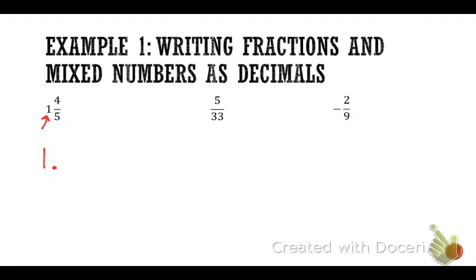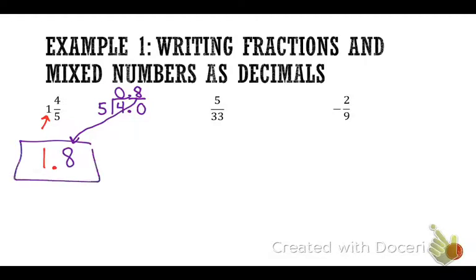All right, so this is how you do it. You take the fraction, the top number goes on the inside, the bottom number goes on the outside. Got to do your long division. 5 goes into 4 how many times? 0. So you put a decimal after the 4 and you add a 0. 5 goes into 40 how many times? 8. So the 0.8 goes down here. 1.8 is my answer. The 1 came from the whole number that was already in front of the fraction.